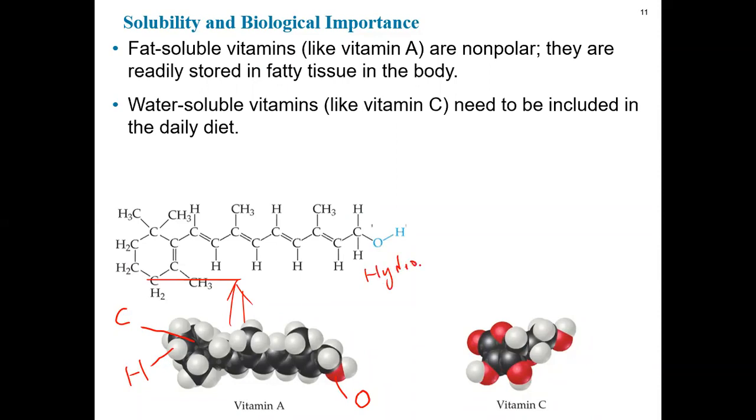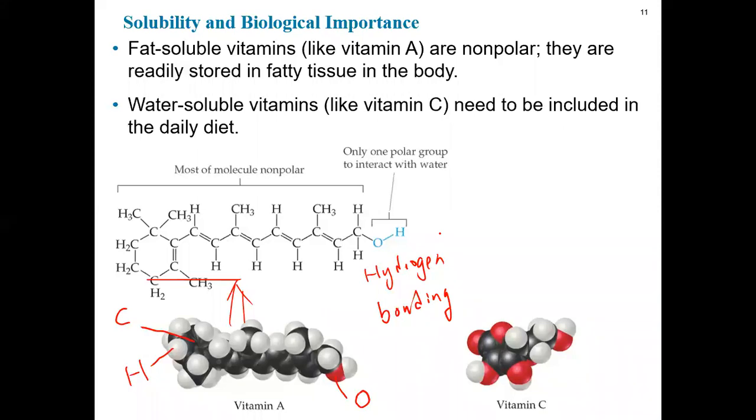We studied that in Chem 113, chapter 11. This group can hydrogen bond to each other or to water. Because most of the vitamin A molecule is nonpolar and only one polar group can interact with water, vitamin A is insoluble in water. Therefore it is stored in fat tissues and you don't have to replace it on a daily basis.